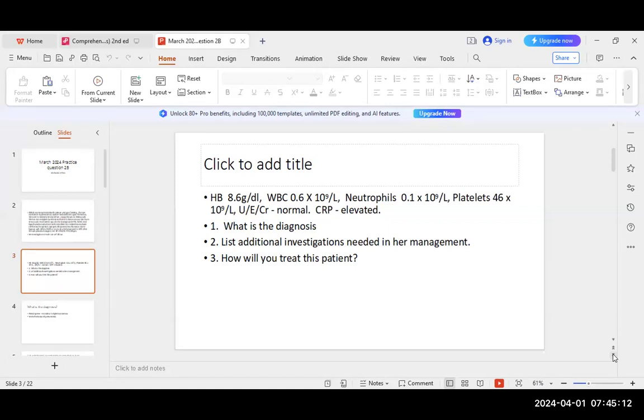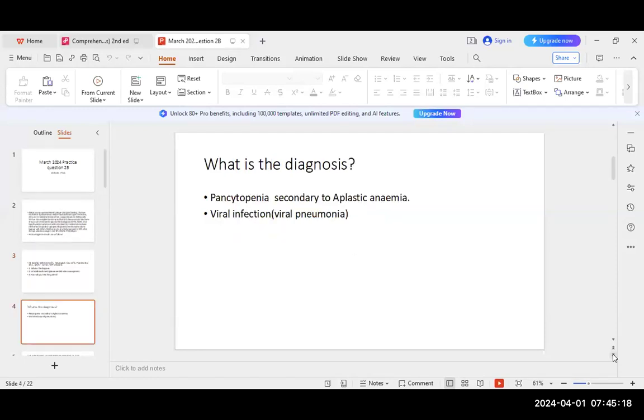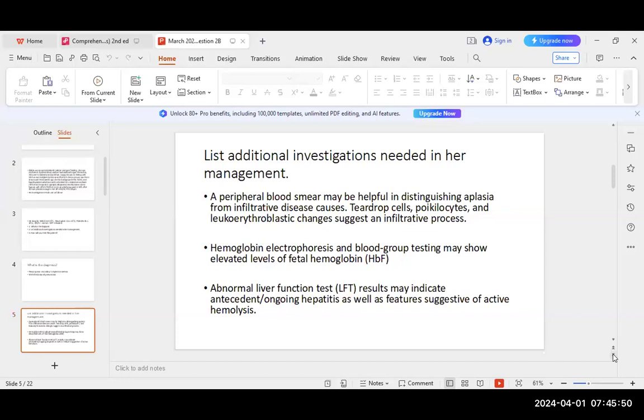The first question was, what is the diagnosis? Looking at the scenario and the lab parameters made available to us, I made a diagnosis of pancytopenia, probably secondary to aplastic anemia in this patient. She could also have a viral infection that may have precipitated this condition. We're also asked to list additional investigations needed in her management.